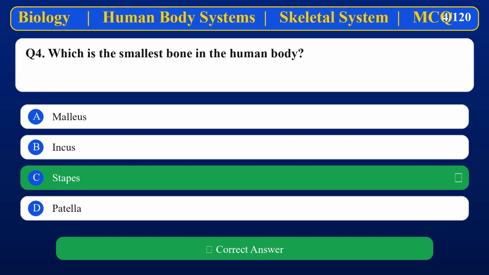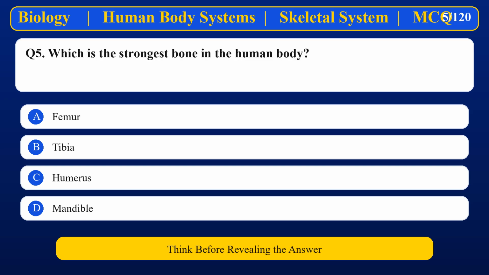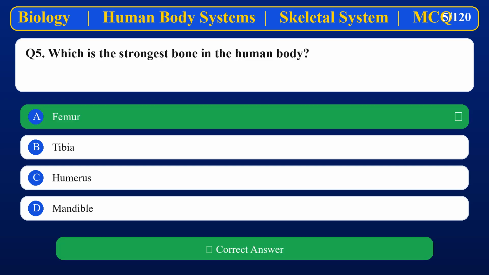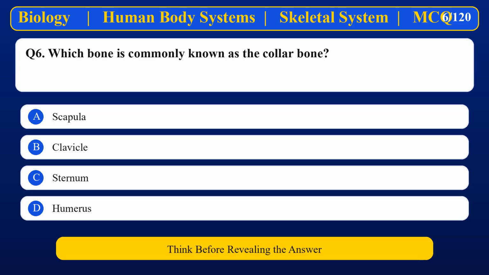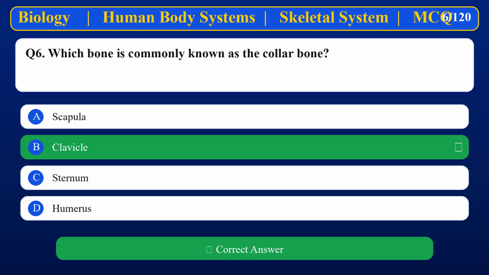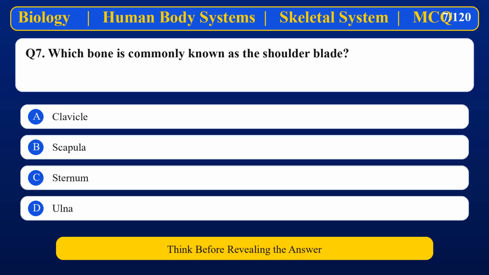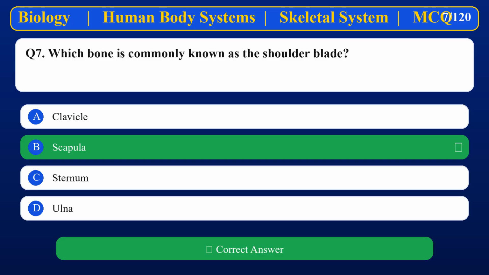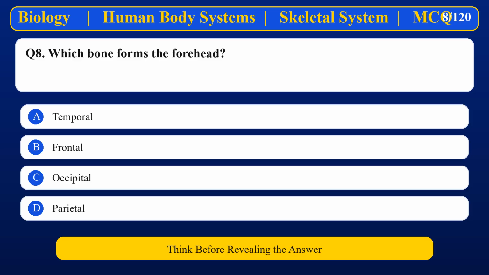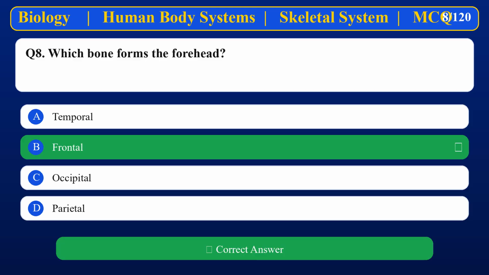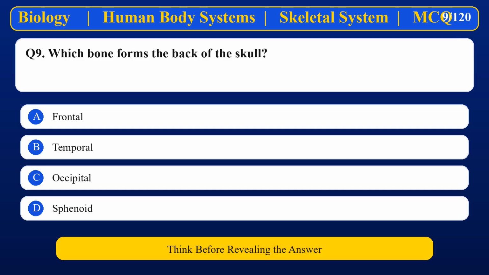Which is the strongest bone in the human body? Femur. Which bone is commonly known as the collarbone? Clavicle. Which bone is commonly known as the shoulder blade? Scapula. Which bone forms the forehead? Frontal. Which bone forms the back of the skull? Occipital.